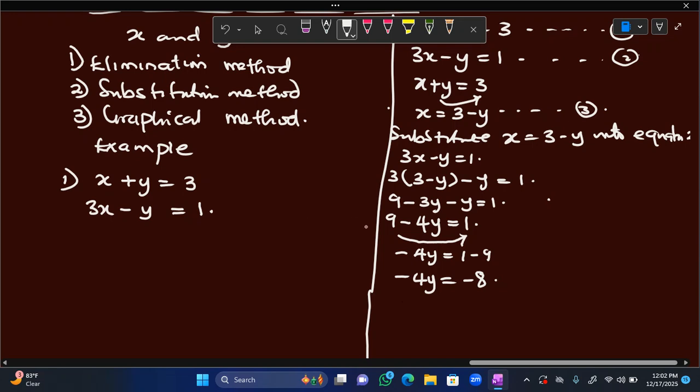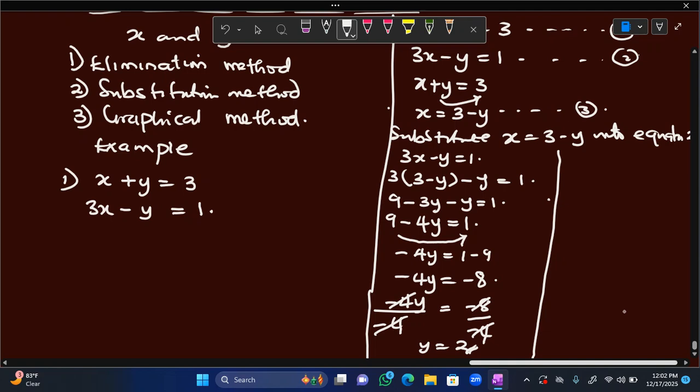Now, for me to make this y stand on its own, I have to divide both sides by minus 4. So I have minus 4y over minus 4 is equal to minus 8 over minus 4. This will go with this, this will go with this. Therefore, y is equal to 2. Now that we've gotten the value of y, let's solve for the value of x. Because we have two variables, we've gotten the one for y. Therefore, we have to solve the one for x.